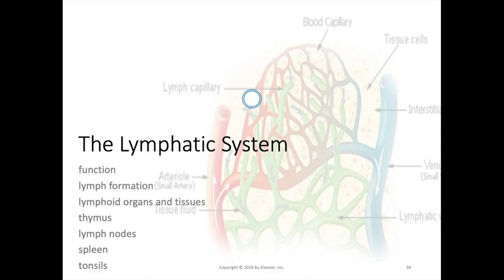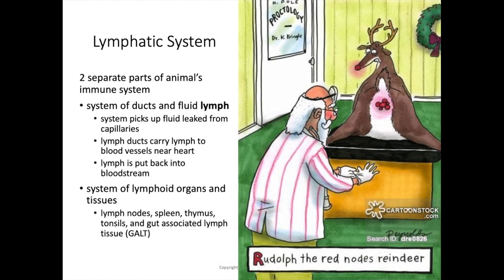I'm going to jump on to the lymphatic system and talk about that a little bit here and there, especially in regard to the function and the location of some of the important parts. So the lymphatic system involves two separate parts of the animal's immune system. There's a system of ducts and fluid called lymph, and the system picks up fluid leaked from capillaries, and the lymph ducts carry the lymph fluid to blood vessels near the heart. The lymph is put back into the bloodstream, and it carries on this role. There's then the system of lymphoid organs and tissues, including the lymph nodes, spleen, the thymus, the tonsils, and gut-associated lymph tissue, i.e. GALT.